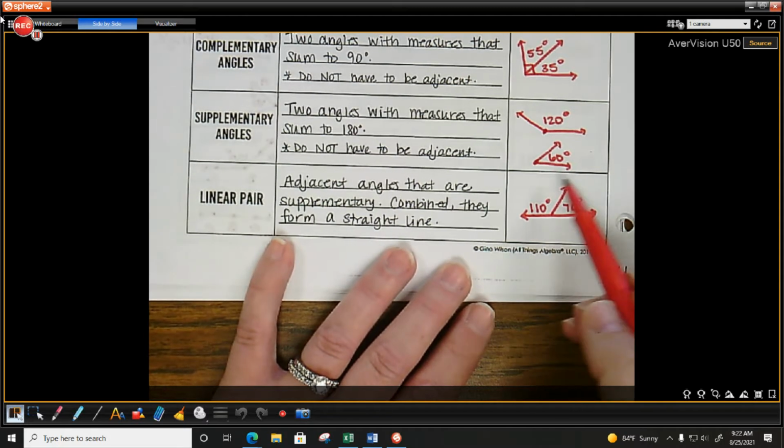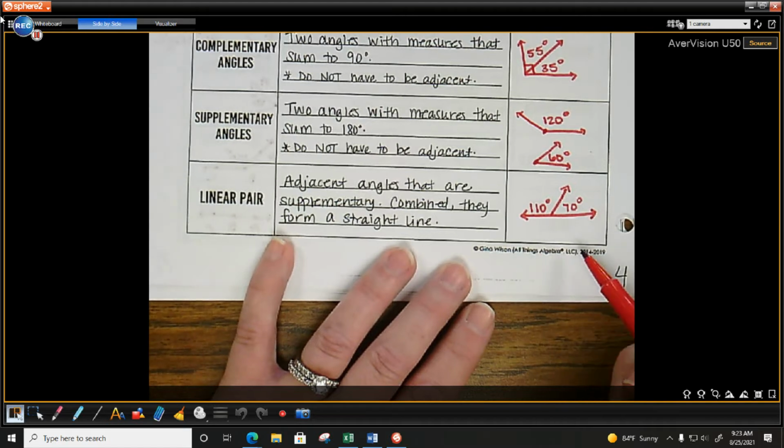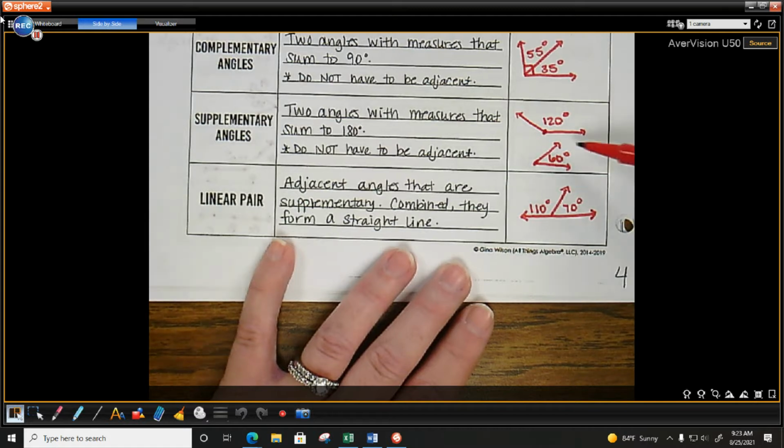Could I call these two angles supplementary? Yeah, because do they have a sum of 180 degrees? Yes. Can I also call these two angles a linear pair? Yes, because they're adjacent and they make a straight line. Can I call these two angles supplementary? Yes, because the sum is 180. Can I call these two angles a linear pair? No, because they're not adjacent angles. Okay? So all linear pairs are supplementary. But not all supplementary angles are considered a linear pair. Okay? We good with that?